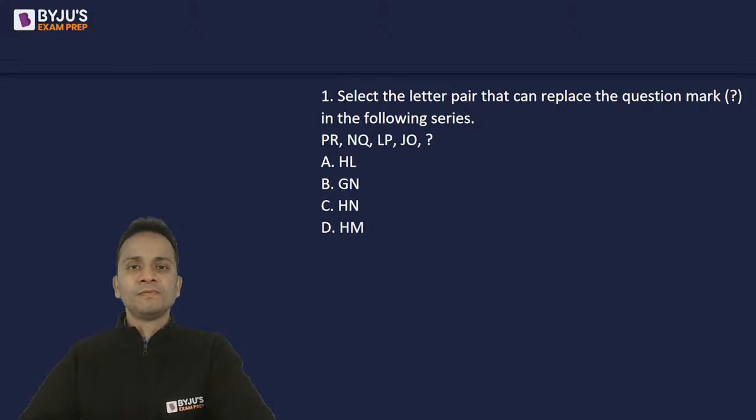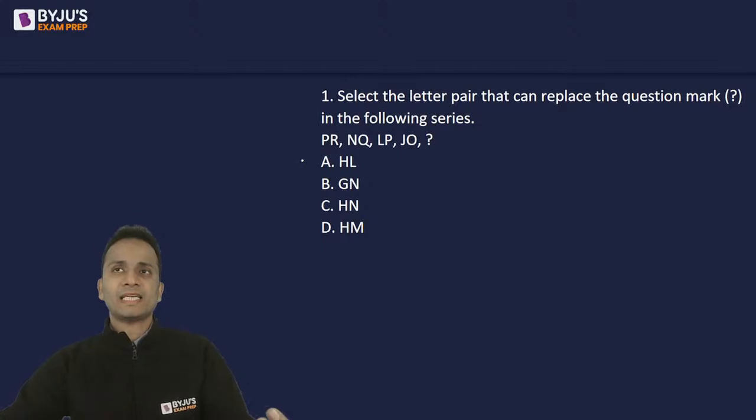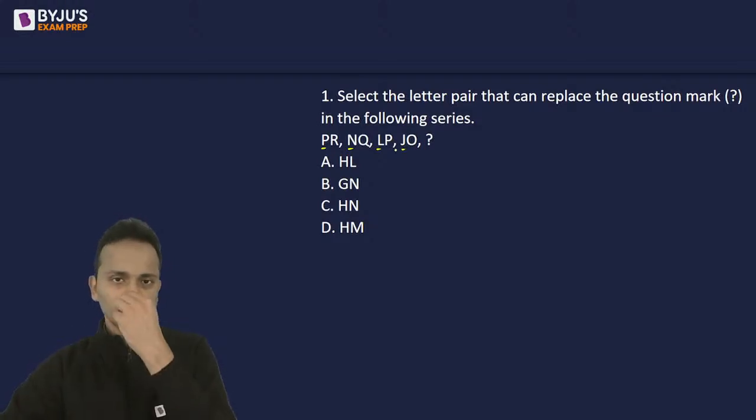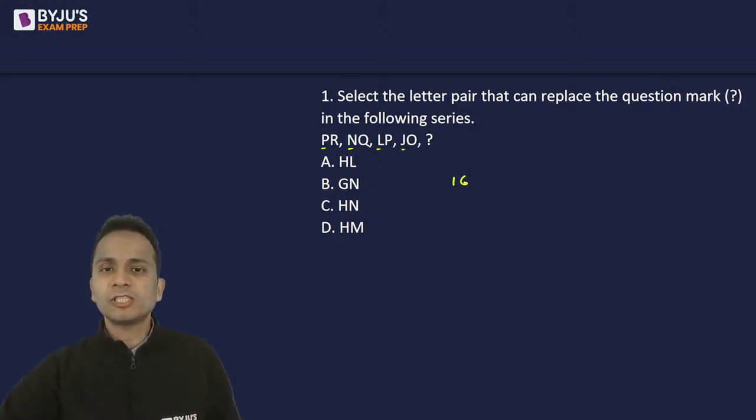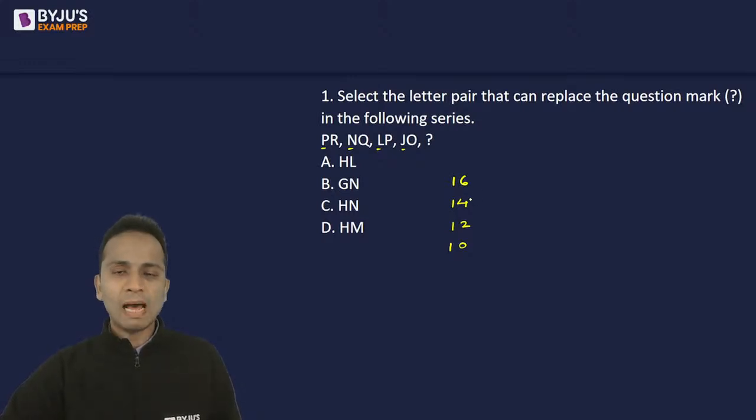All right. Now select the letter pair that can replace the question mark. Like I have told you in the previous sessions as well, these questions can be easily done. You can easily observe the pattern if you remember the number equivalents of all these alphabets. So I'll start from the first part of each of these terms. P is 16, N is 14, L is 12, J is 10. So I can see a minus 2 happening. 16 minus 2 is 14, 14 minus 2 is 12, 12 minus 2 is 10. So 10 minus 2 will be 8.